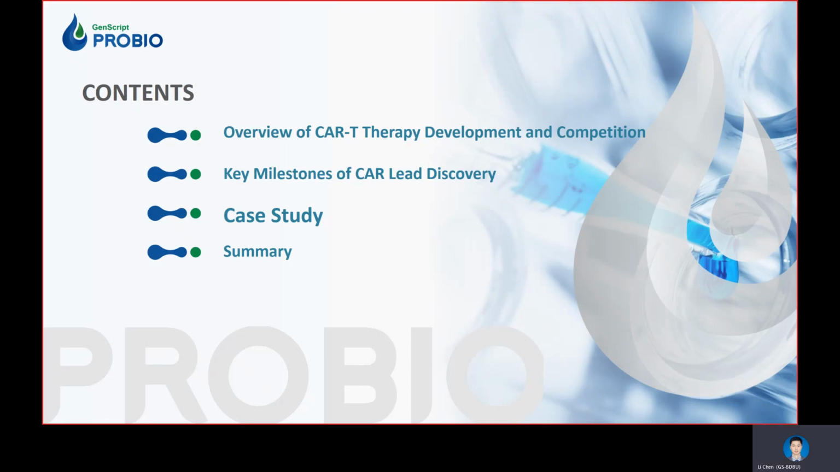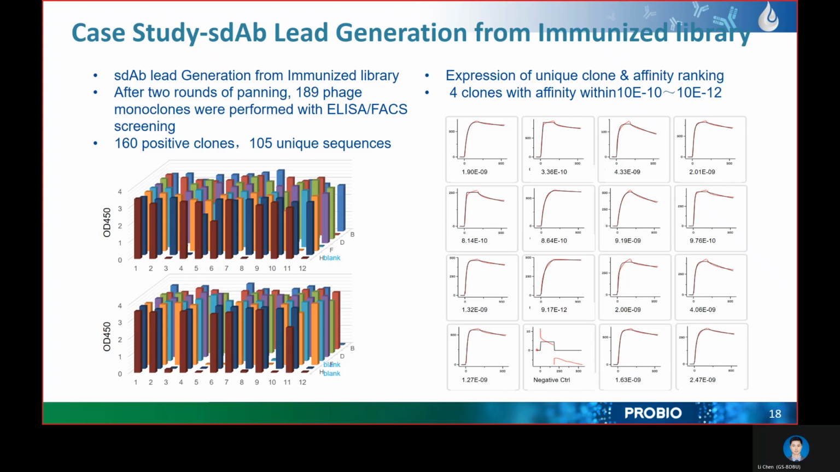Next, I will share some data from a single domain antibody lead discovery internal case study to help everyone better understand the general process of CAR lead generation. We started with a single domain immunized library. After several rounds of panning and ELISA FACS screening, we obtained more than 100 unique sequences.